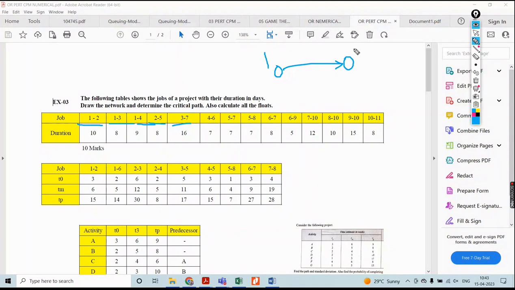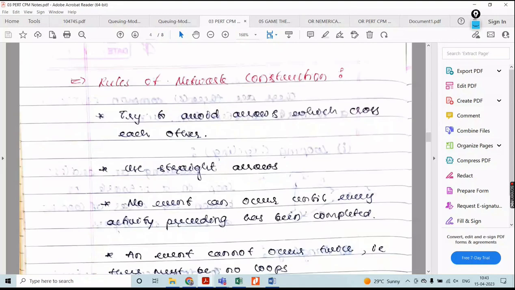That is 1 to 2, then 1 to 4 or 1 to 3, whatever is present. According to that, the construction takes place. By the data they provided, according to that, you proceed for the construction of the network. Network is nothing but the graphical representation of each event which is to be carried out in a project. That itself is called a network.